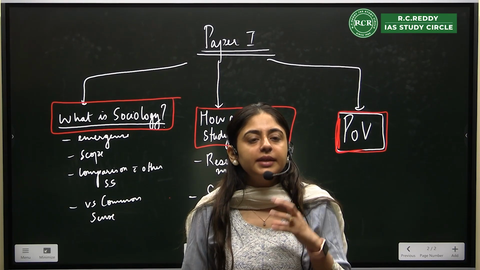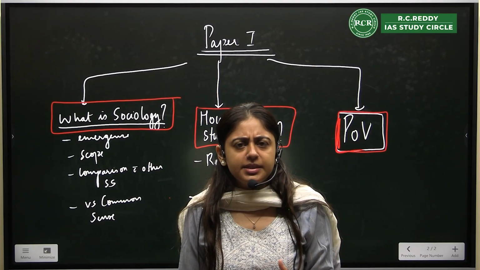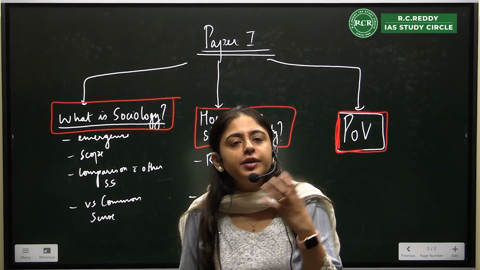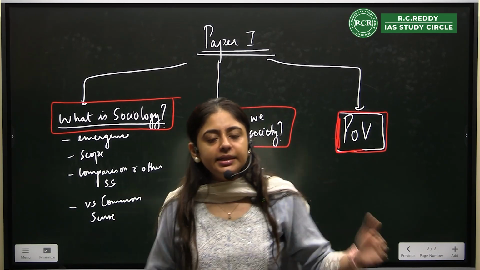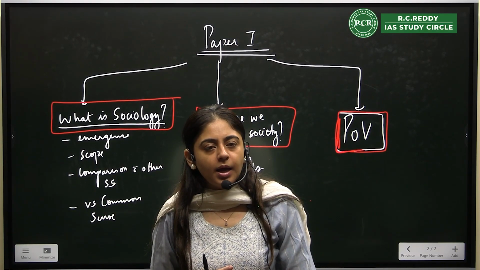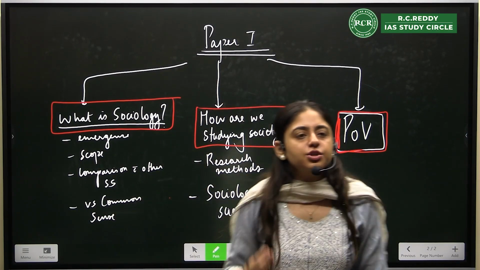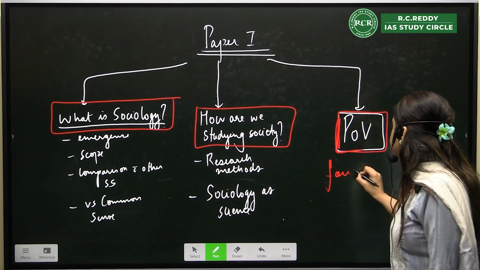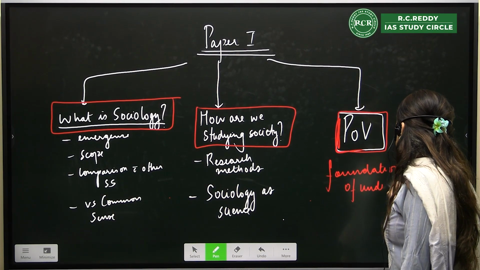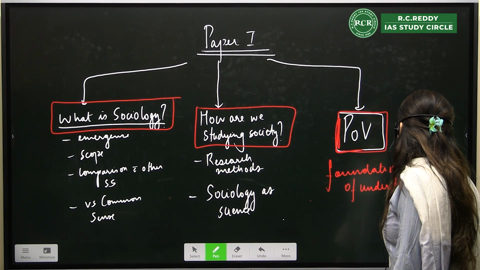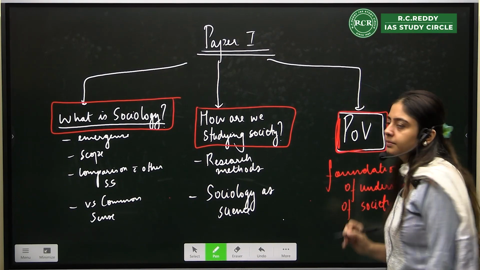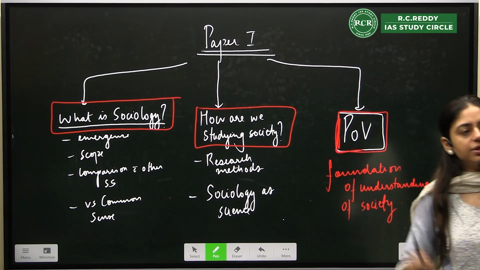Now there were different thinkers, or in simple layman's words, different scholars who started studying society, and they had different points of view. Treat them as people seeing the room, which is society, from different points of view, and they formed the foundation of understanding of society. In which manner you see the society.